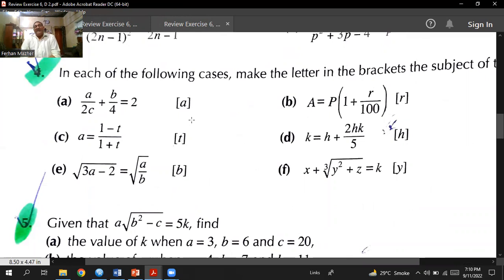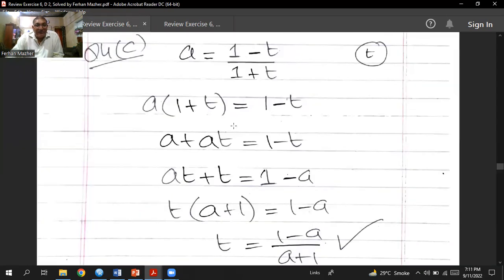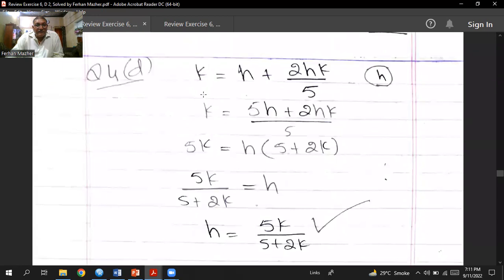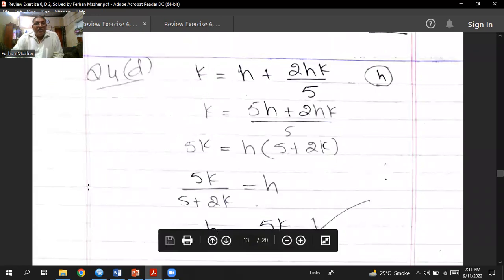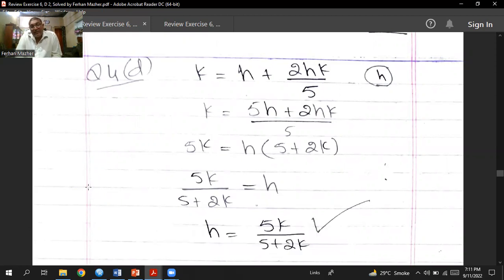Okay, so D part, K is equal to H plus 2HK divided by 5. And I want H to be the subject of the formula, and H is in two places. So I will have K is equal to H plus 2HK divided by 5. So I will take the LCM. The LCM will be 5. So K is equal to (5H plus 2HK) divided by 5.